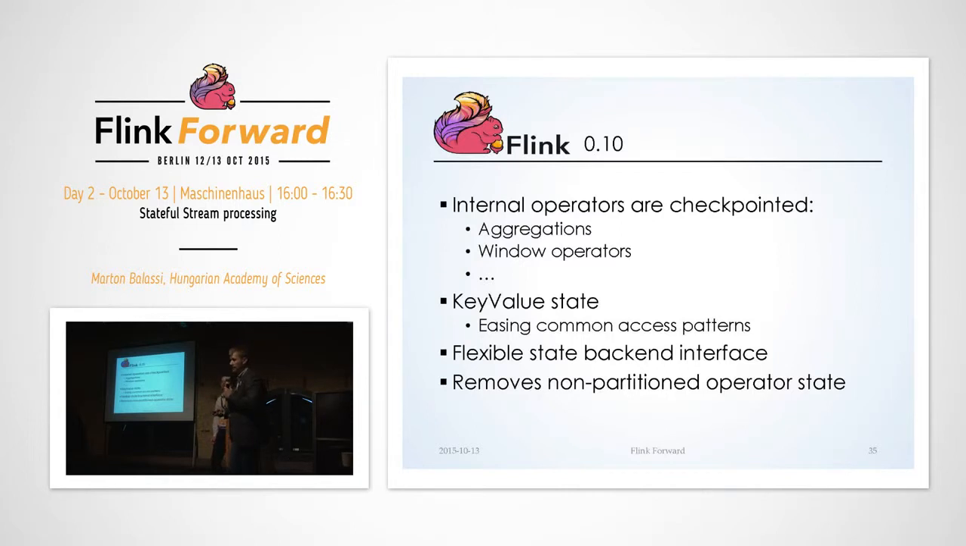So what are the new features that you can expect from the upcoming Flink 0.10 release line? One of the things that was missing is that the internal operators were not checkpointed. So if you were relying on Flink's internal sum aggregations or window aggregations, that wouldn't do the checkpointing job for you. Now, it was a great focus to make almost everything that we could checkpointed. We've also seen a couple of access patterns, and there are nice abstractions to make those easier. The state backend interface got a bit more flexible, so now you can use it not only in a local setting, but also in a partitioned setting. Those are the main changes in the upcoming release when it comes to state and the interface that you can expect from it.